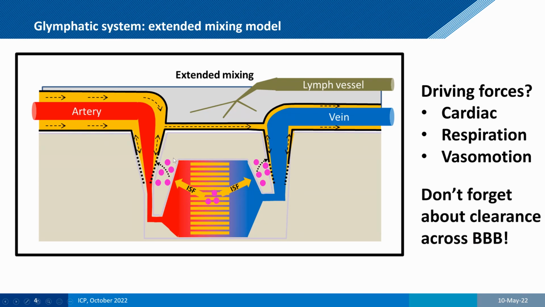Moreover, it's very important, if you're thinking about amyloid beta, that this is not the only way that the amyloid beta is cleared from the brain. Also, it can go directly across the blood-brain barrier. And so there are multiple pathways in which the brain is actually cleaning itself.